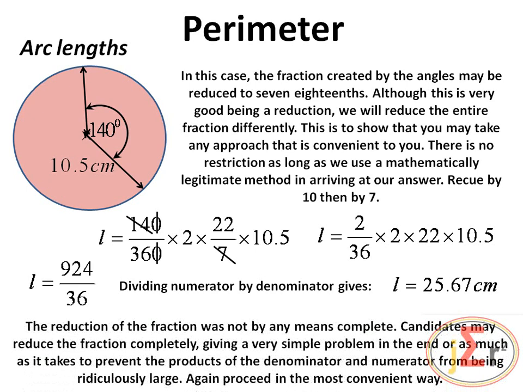The reduction of the fraction was not by any means complete. Candidates may reduce the fraction completely, giving a very simple problem in the end, or as much as it takes to prevent the products of the denominator and numerator from being ridiculously large. Again, proceed in the most convenient way.